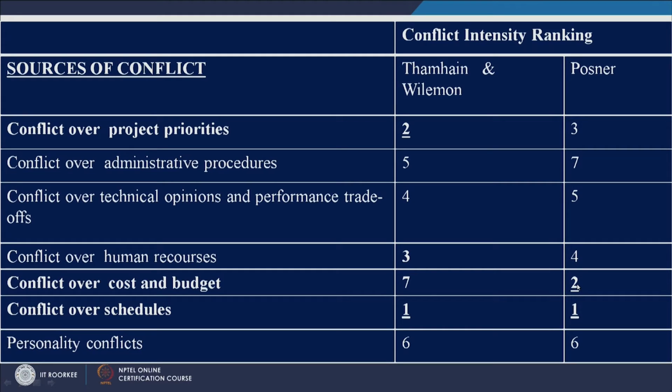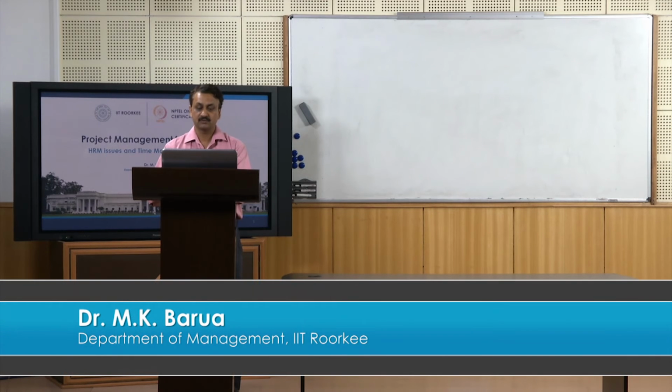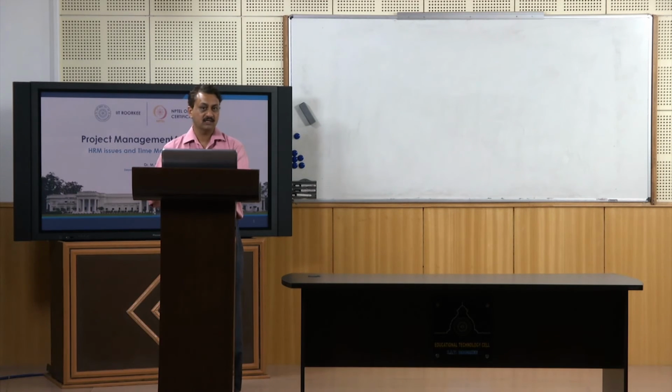So as I said in the beginning, the performance of the project is measured through time, cost and schedule, right? So just see, all these three things are here, because of schedule or time, because of cost and budget, second reason, right? So first and second ranks are given to those project performance criteria, right? Then the third reason is conflict over human resources.